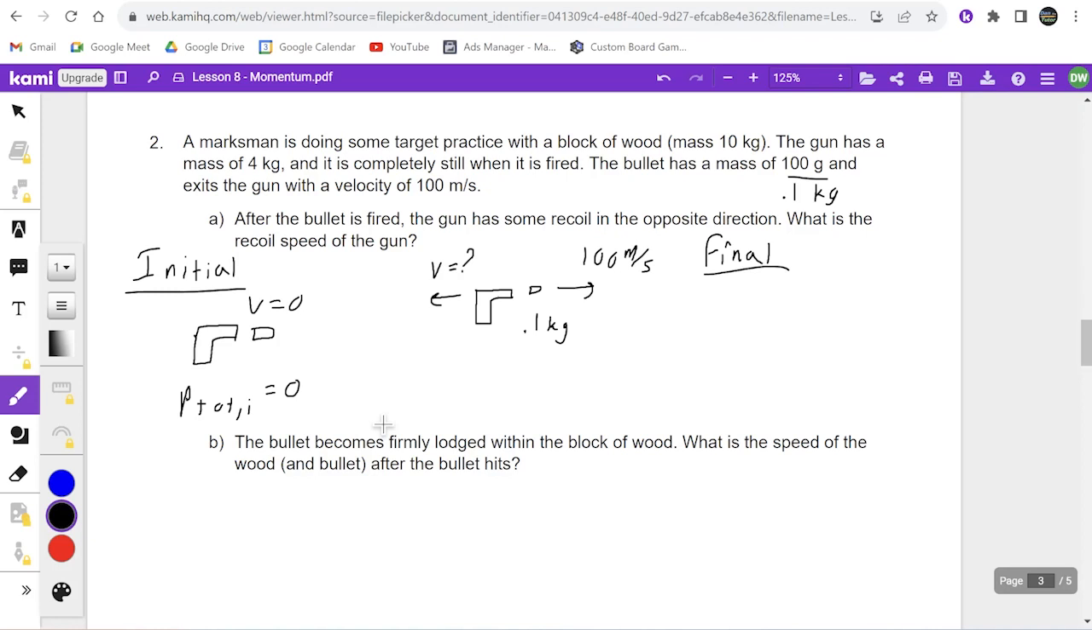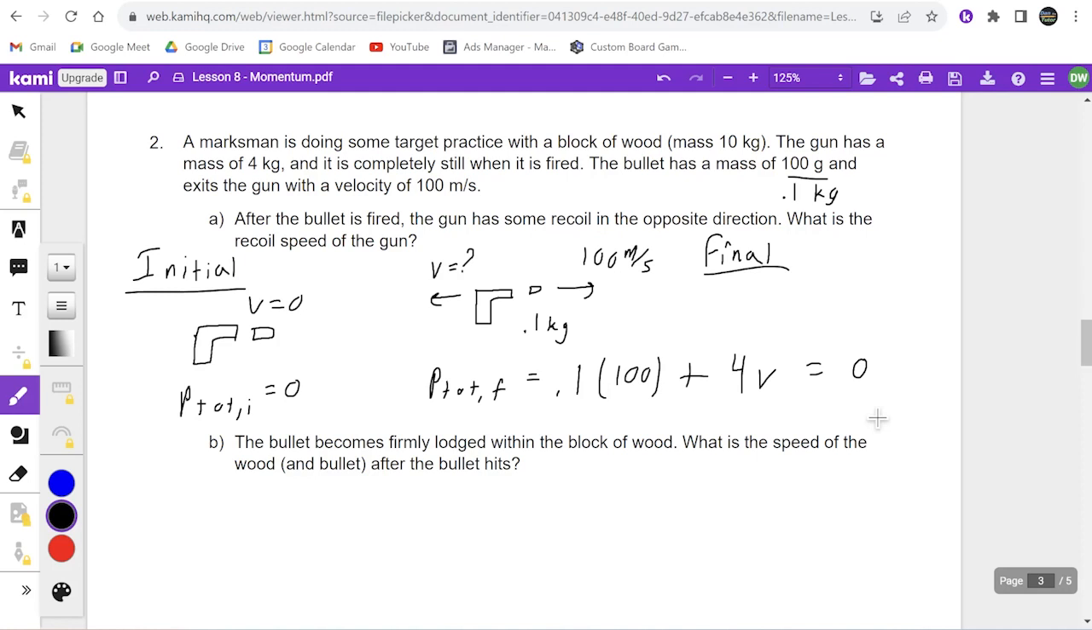So what I'm going to say is P total final is equal to, first I'll do the bullet, which is 0.1 kilograms times 100 meters per second. Remember, momentum is just mass times velocity. And then I'm going to say plus the momentum of the gun, which is a mass of 4 kilograms times a velocity v. I don't know what the velocity v is, but I do know this. It's equal to 0. And I also know that velocity is going to be negative, because it has to be negative to cancel out the forward momentum of the bullet. Any questions so far before we do the math?